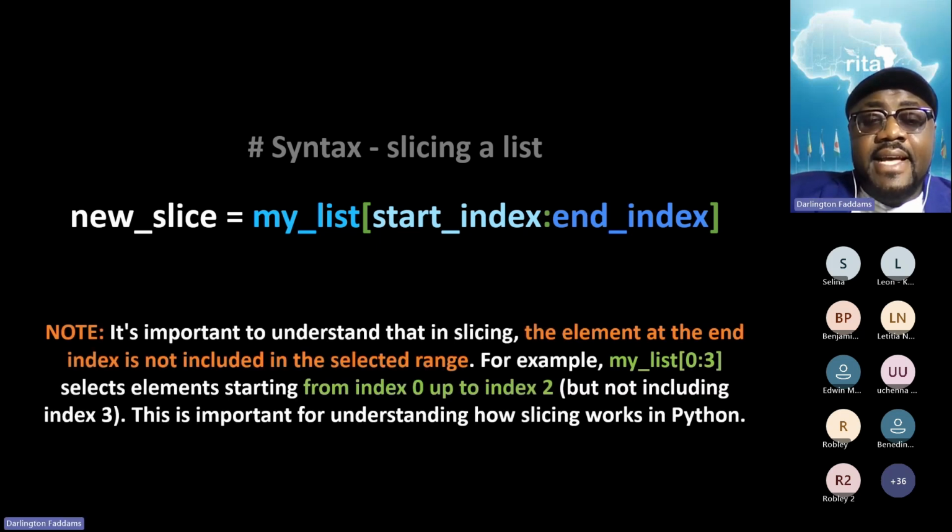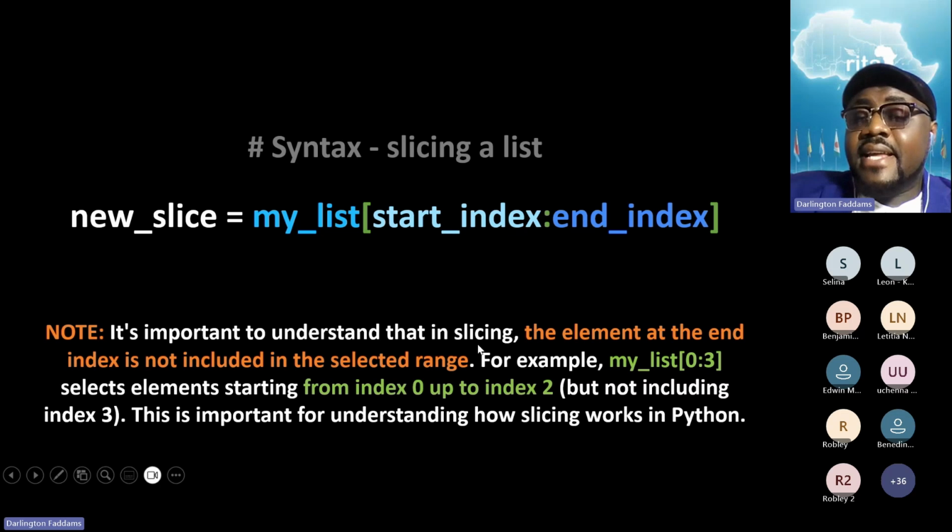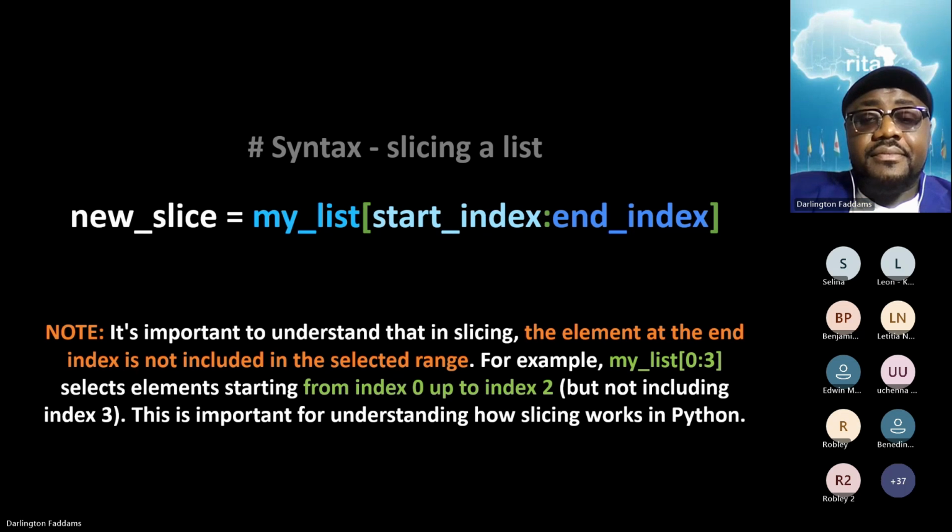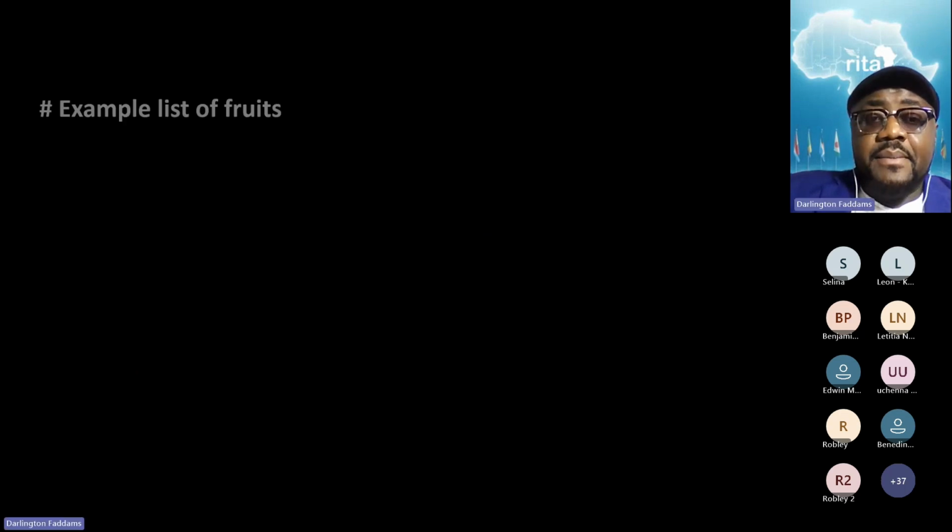All right, and it says that it is important to understand that in slicing, the element at the end is not included in the selected range. So this is the same as we saw with strings. If you have 0 colon 3, it will extract only 0 up to 2. All right.